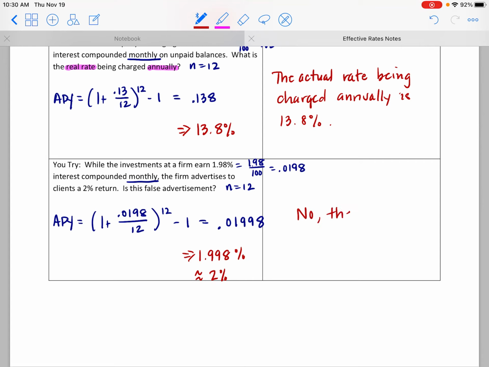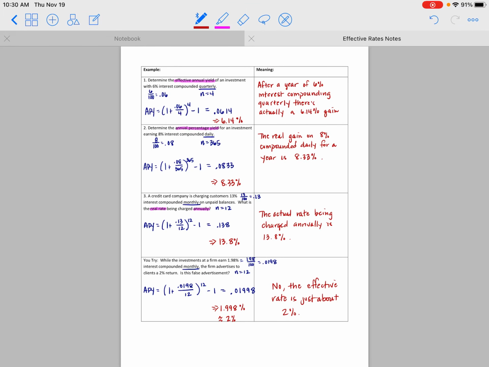Okay, the effective rate is almost 2%. It's about 2%. Let's say just about 2%. Okay, so the effective rate for a 1.98% interest compounded monthly is 1.998%, so it's about 2%. I think that's pretty fair for what they're saying. I don't know if anyone's going to understand what that means, but you will, hopefully, okay?